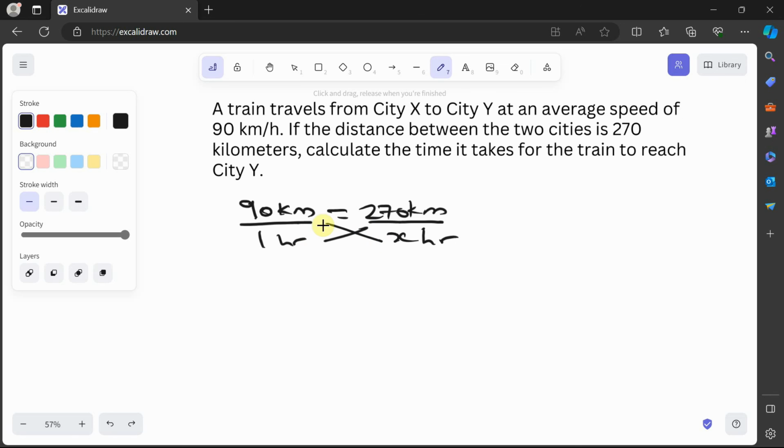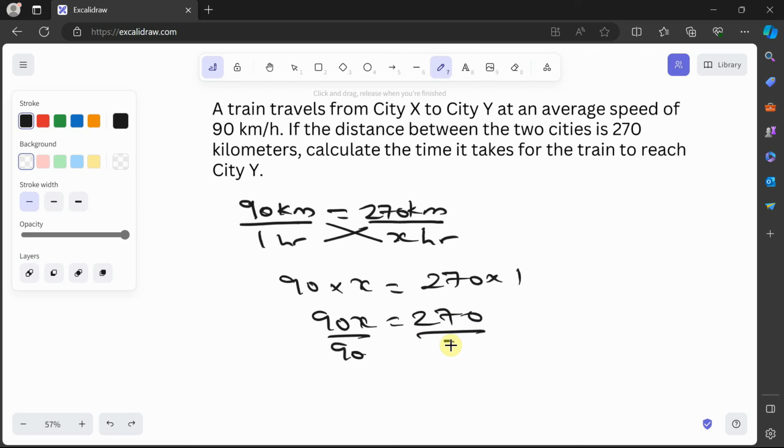So if I cross multiply, that will be 90 times x will now be equal to 270 times 1. 90 times x is 90x. 270 times 1 is 270. To make x stand alone, I divide both sides by 90. And when I do that, you will see that this will give me 3. 90 into 270 is 3. So our x is equal to 3 hours. It takes this train 3 hours to actually cover that distance of 270 kilometers.